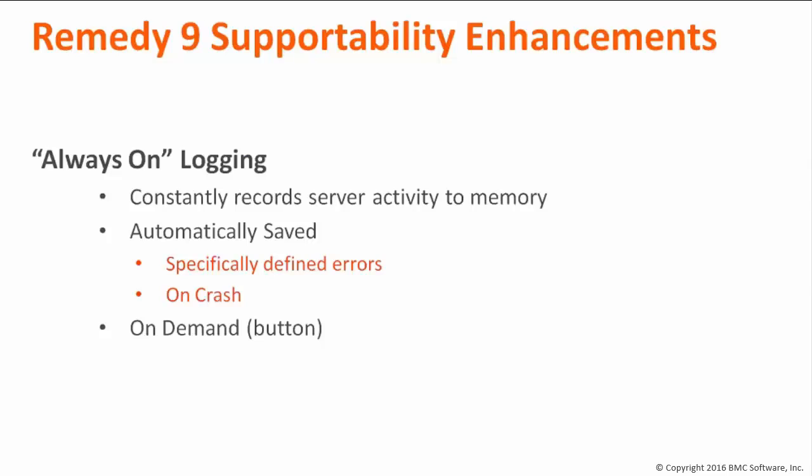Firstly, we have the always-on logging. This is enabled by default and causes the server to reserve 5 megabytes of memory to continuously record SQL and API type logging. This information is stored in a memory buffer which can then be saved to a file under several different circumstances. Firstly, you can provide a list of one or more AR error numbers that may be being reported when the problem occurs, and the server will output the logs each time this happens. The logs will also be written in the event of a server crash. And finally, you can elect to output the buffer contents at any time by clicking a button.